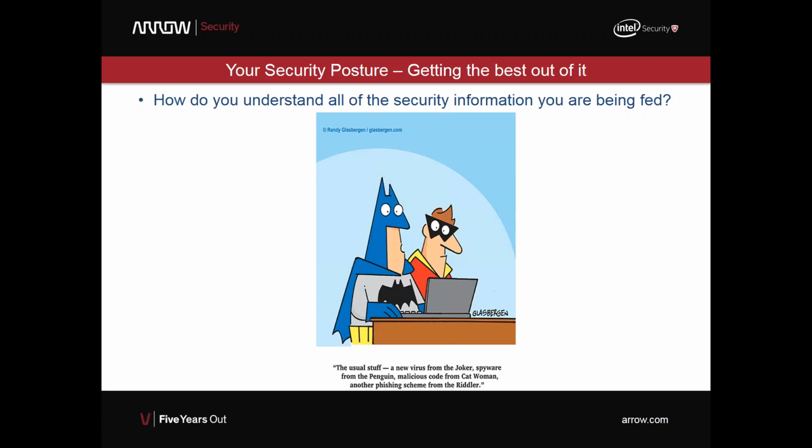So this is a little cute example. So the picture here, the usual stuff, a virus from the Joker, spyware from the Penguin, malicious code from the Catwoman, and a phishing scam from the Riddler. 4 different attacks. So how do you actually piece those together? You'd need a system to do that for you, which is what SIEM can do.